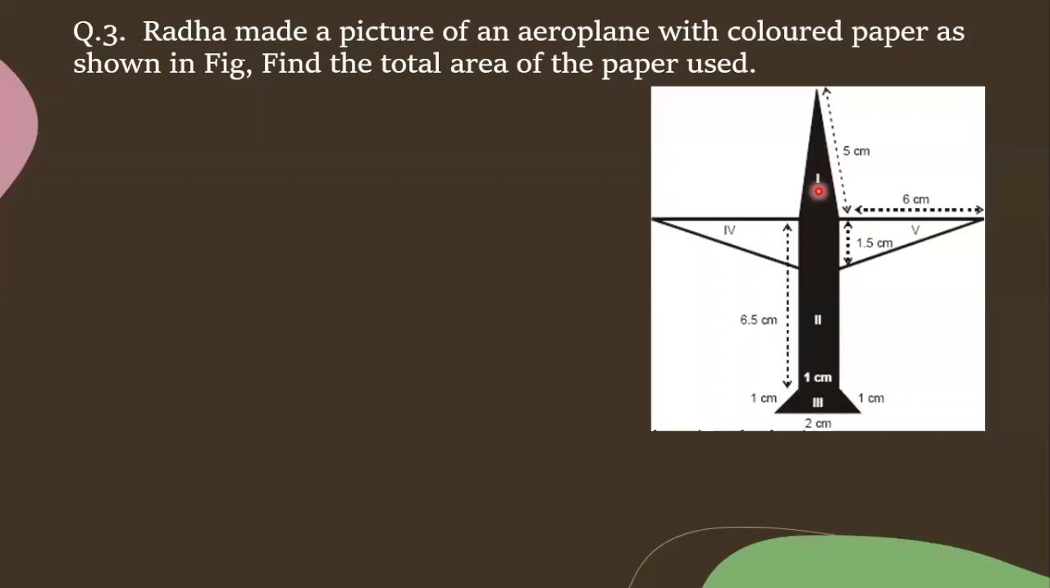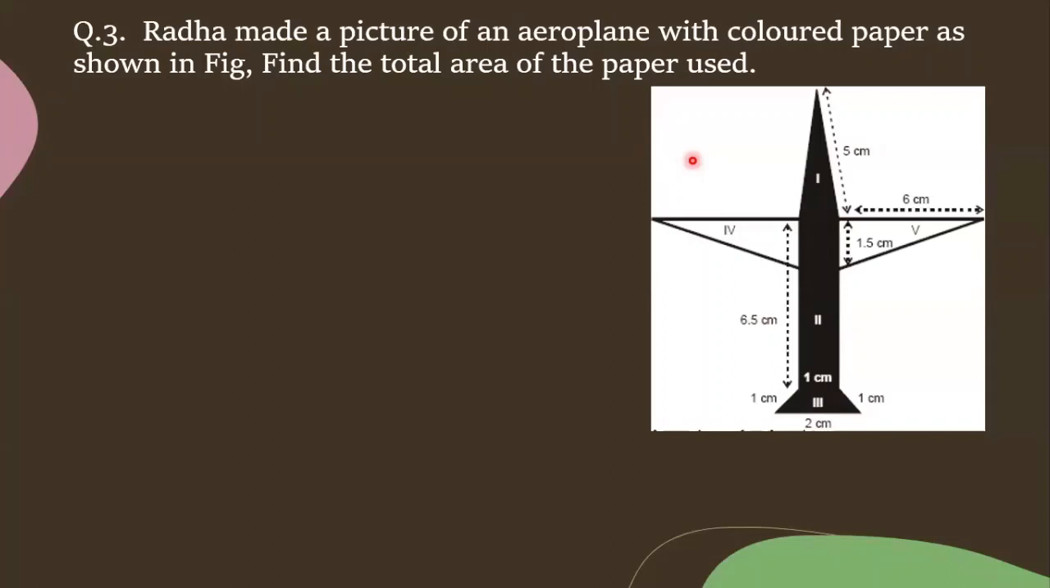Am I clear, children? So in figure 1, I've just divided this aeroplane into 5 parts. First find all the areas separately, then add them together. Then we'll get to know how much paper she has used to make this picture. Figure 1 is by using Heron's formula. Figure 2 is the area of a rectangle. Figures 5 and 4 are right angle triangles, half into base into height. And figure 3 is a trapezium. For the trapezium, this is the only place you need to put in a little effort to get the height. Then if you add all the figures' areas, we'll get how much paper she has used to make this picture. Am I clear with this, children?